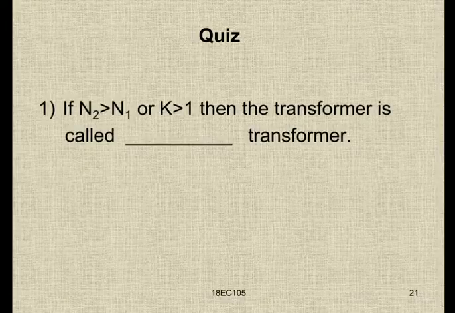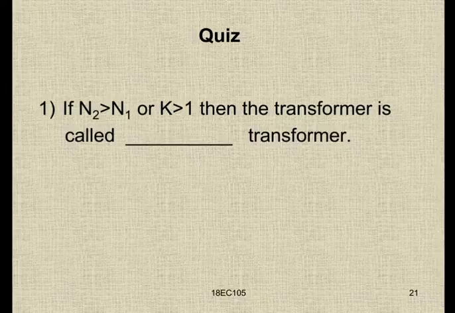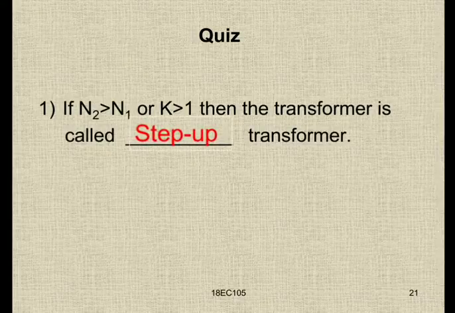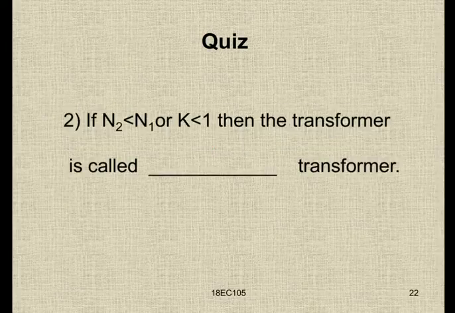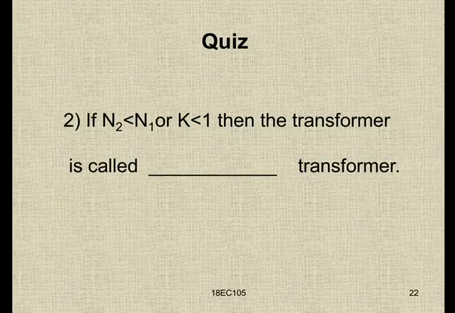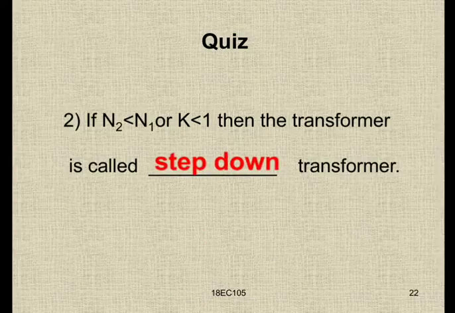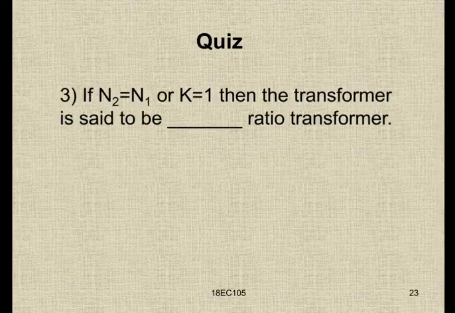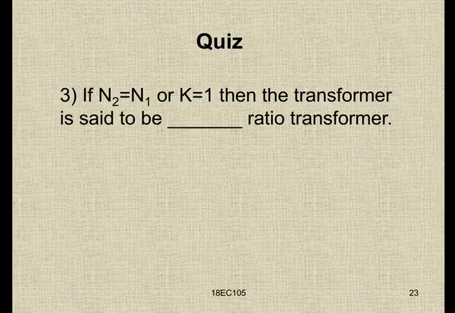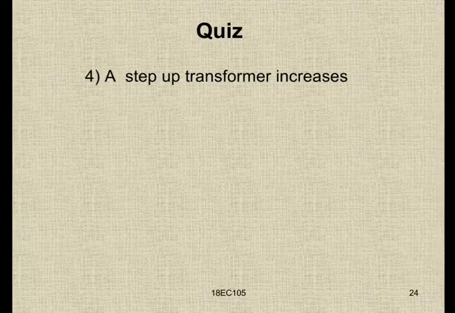So if N2 is greater than N1 or K is greater than 1, then the transformer is called as dash type of transformer. Step up or step down? It is step up transformer. Then similarly if N2 is less than N1 or K is less than 1, then the transformer is called as what transformer? Whether it is step up or step down? It is a step down transformer, as you can see there. Then suppose if N2 is equal to N1 or K is equal to 1, then the transformer is said to be a equal ratio transformer or a unit ratio transformer.